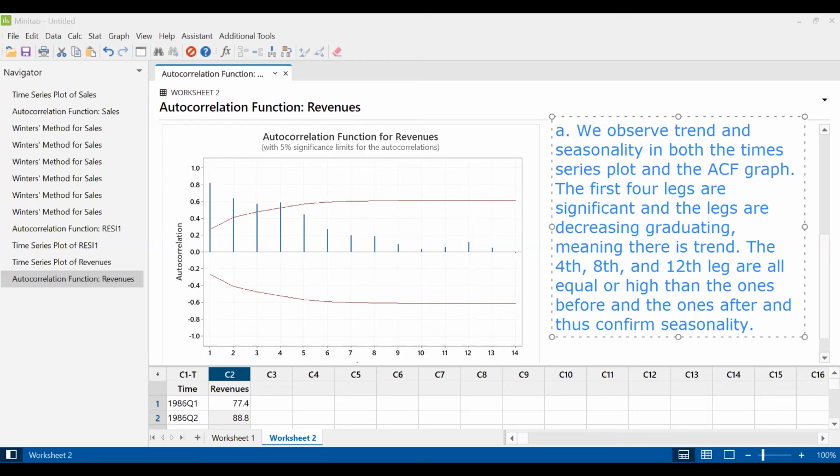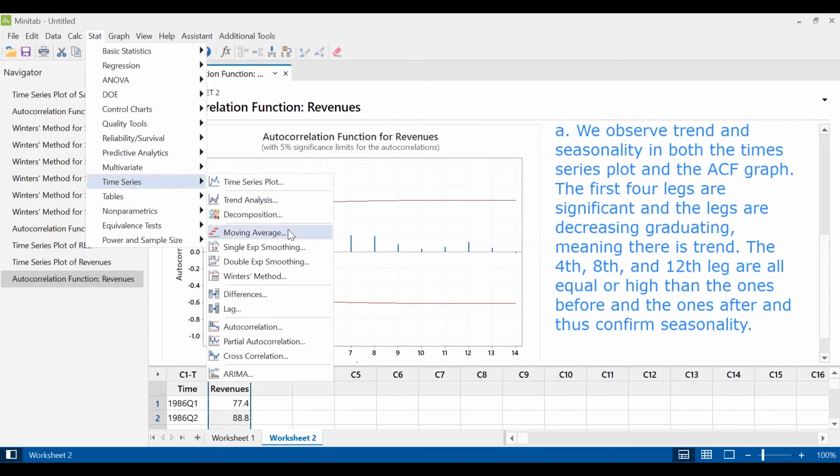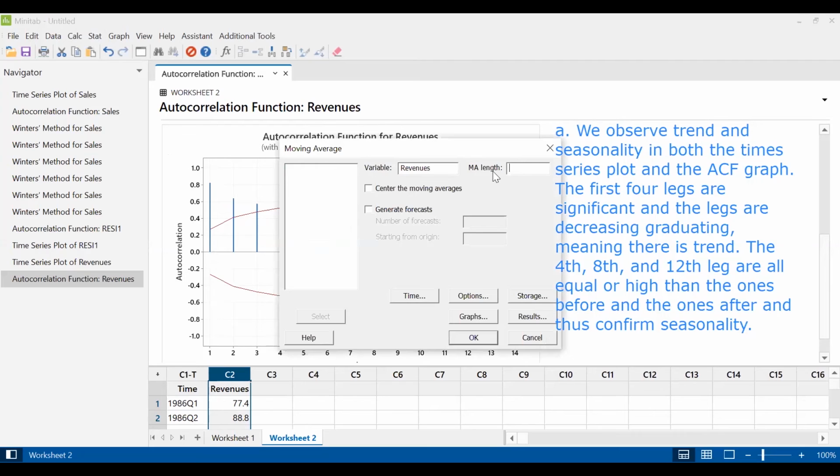All right, so for part B, we want to use the moving average to do the forecast. Let's do that. So we'll go back to Stat and Time Series, and we're gonna pick the moving average. The variable is revenue, and we need to define the moving average length. Since this is quarterly data, we will pick a four period moving average because the pattern repeats itself every 4 quarters.